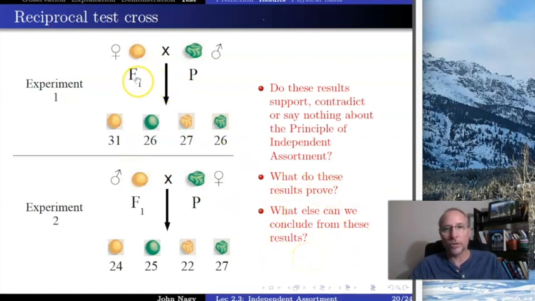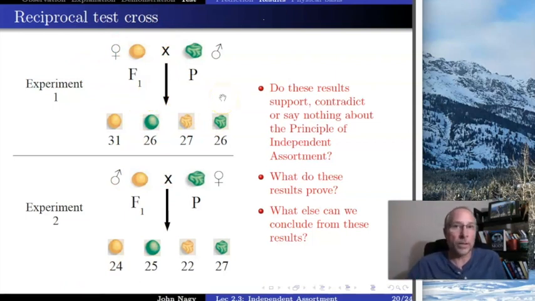Well, here's the question. Does it matter which parent is the round yellow one? Does it matter which sex is the round yellow parent? And the answer is no, because we got essentially equal numbers when the male was the round yellow and when the female was the round yellow. It didn't make any difference.